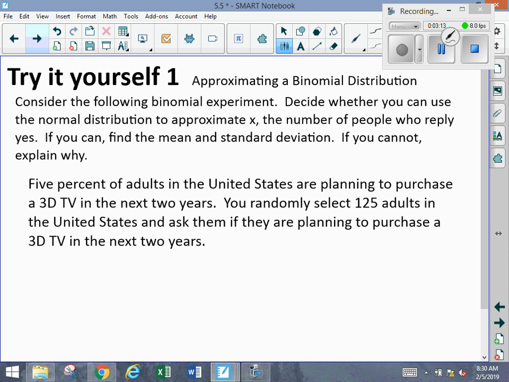5% of adults. So we're going to see if we can use a normal distribution to approximate our random variable x, which is the number of people who will reply yes. And then we'll find the mean and standard deviation. And if we can't do it, then we'll talk about why.